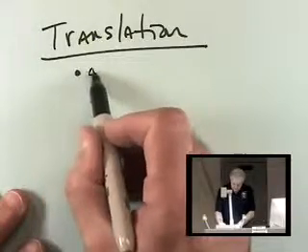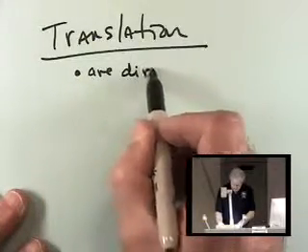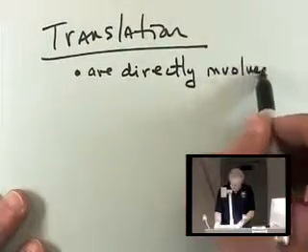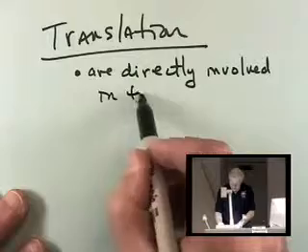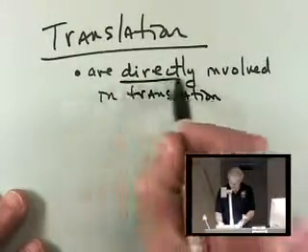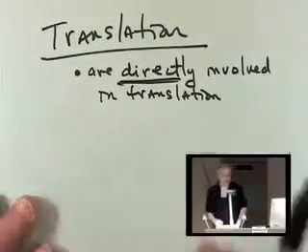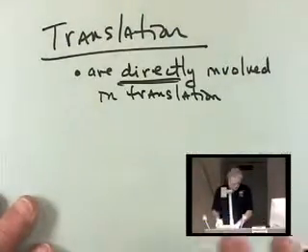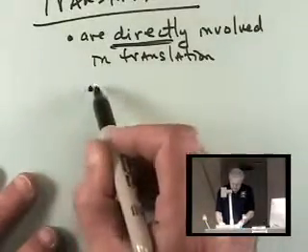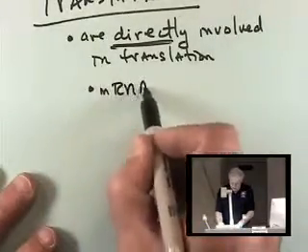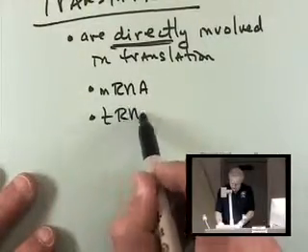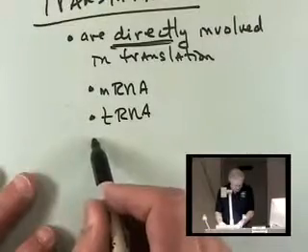So the following are directly involved in translation. This is an important word. When you see directly, you think of the closest relationship between A and B, if you will, as possible. Well, obviously, messenger RNA is. Transfer RNA is bringing the amino acids in to the ribosome.